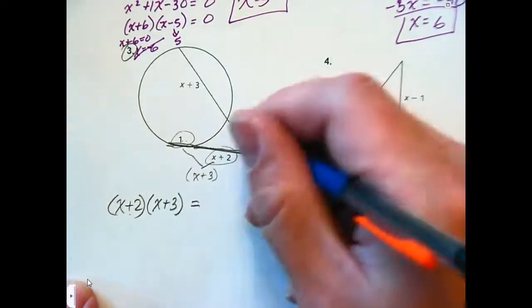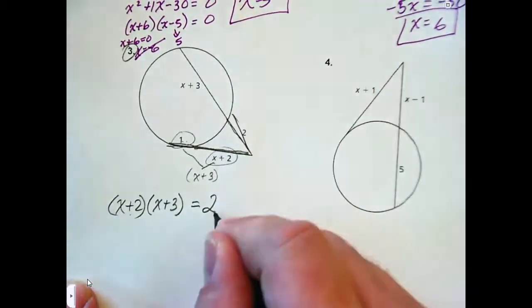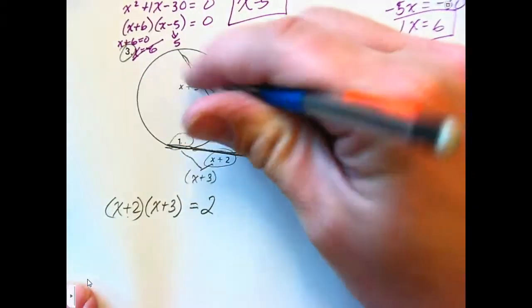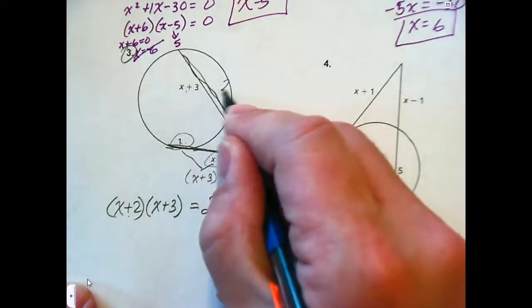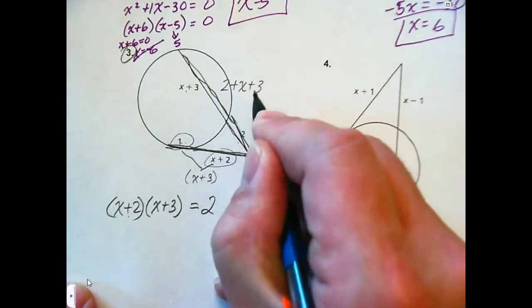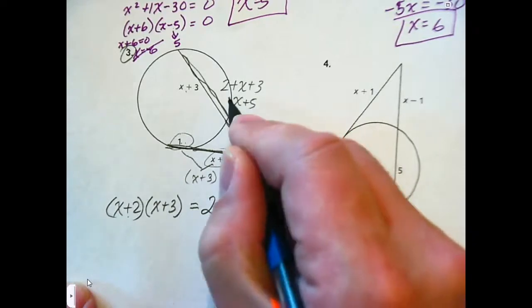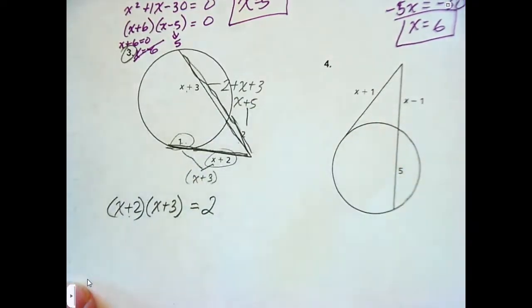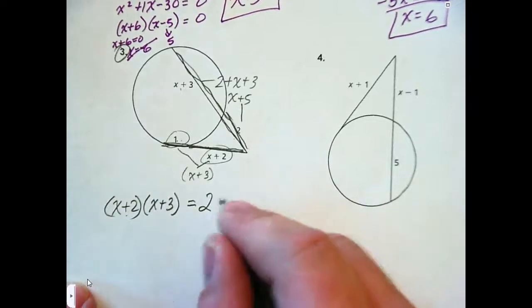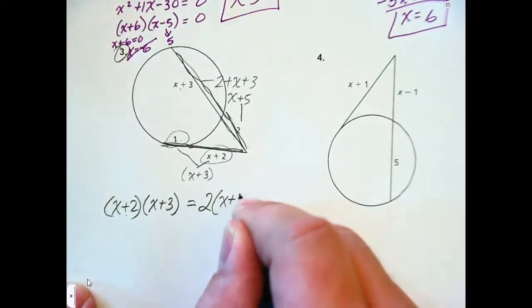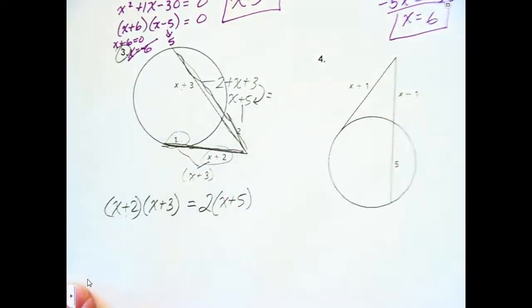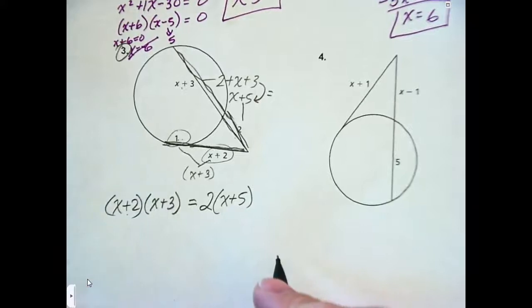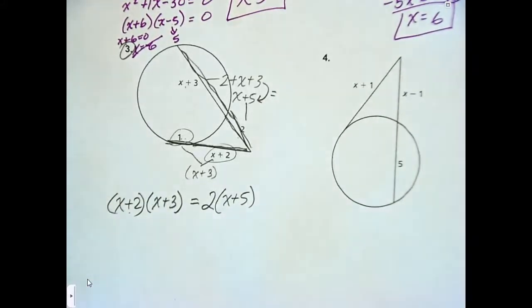And that's equal to the external, 2, times the entire thing. Well, the entire thing is 2 plus x plus 3. Well, 2 plus x plus 3 is x plus 5. You've got to combine those two. 2 times x plus 5. So that equals that. All right, do we get a quadratic on this one? Yeah. What do you got, Carl?